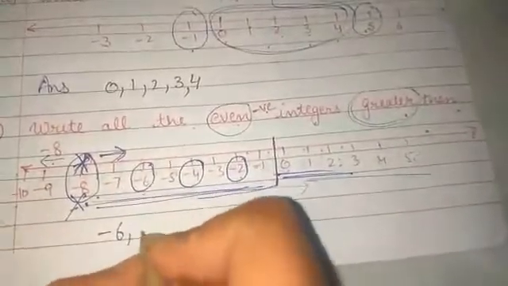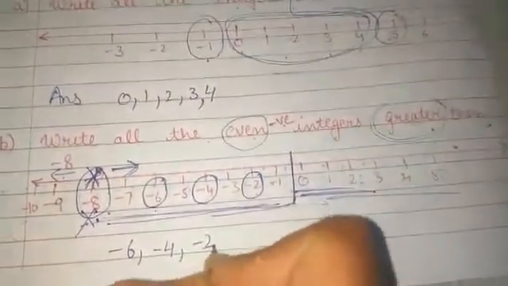So here 6 is divisible by 2, 4 is divisible by 2, and 2 is divisible by 2. That means these three are even negative integers that are greater than -8. So my answer is -6, -4, -2. Now see the next question.